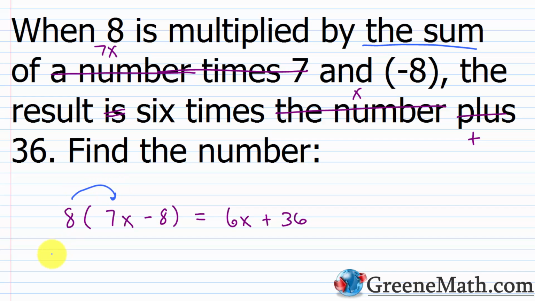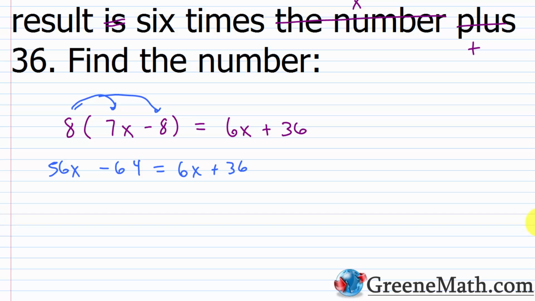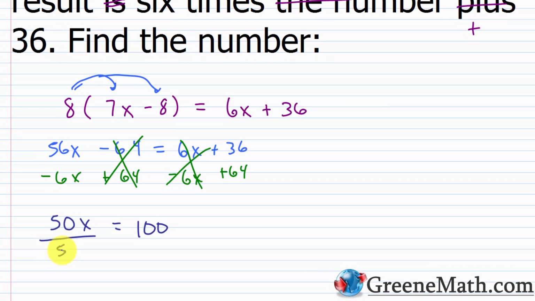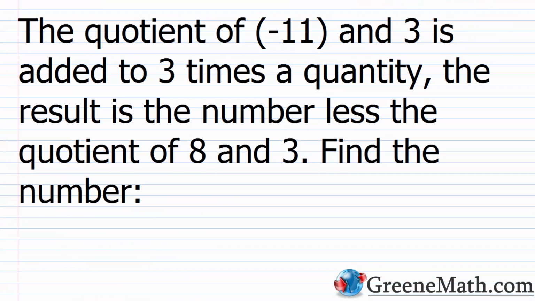So 8 times 7x is 56x, and then 8 times negative 8 is minus 64. We have this equals 6x plus 36. So now I want all my variable terms on one side, all my numbers on the other. So minus 6x, plus 64, plus 64. So this will cancel, and this will cancel. So we'll have 50x is equal to 36 plus 64 is going to give us 100. We divide both sides of the equation by 50, and we get x is equal to 2. So when we answer this, find the number. Again, we could just say the number is 2.